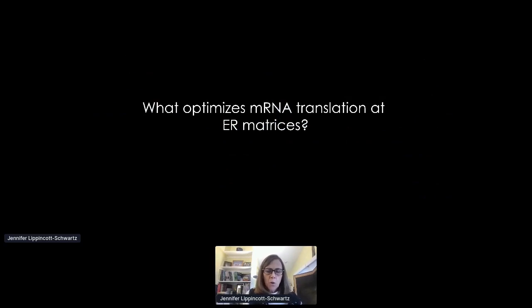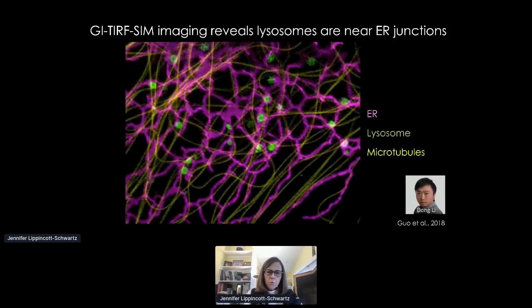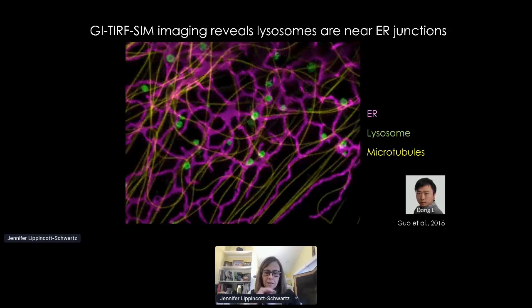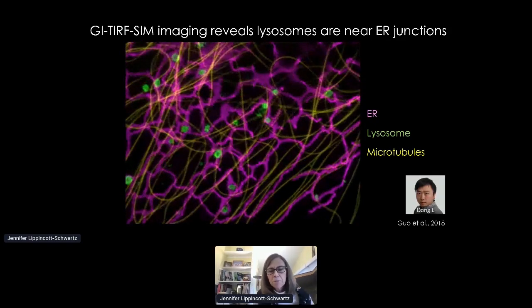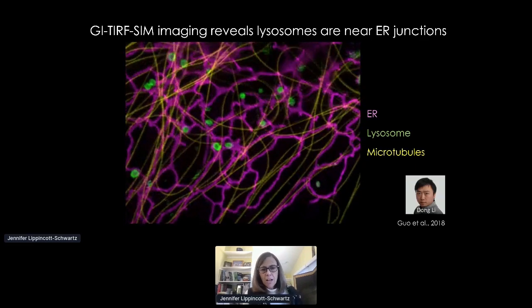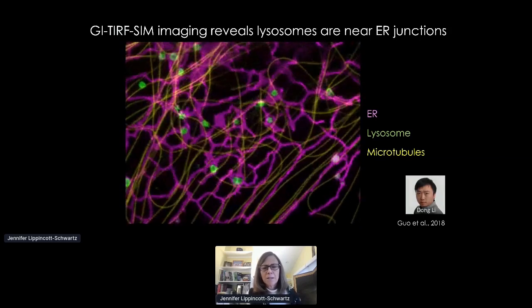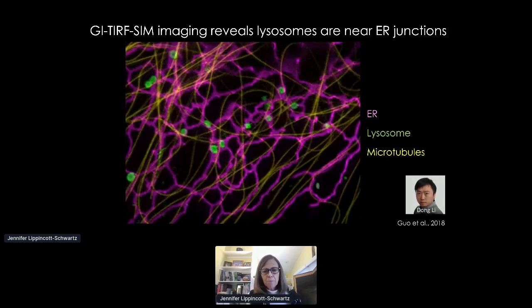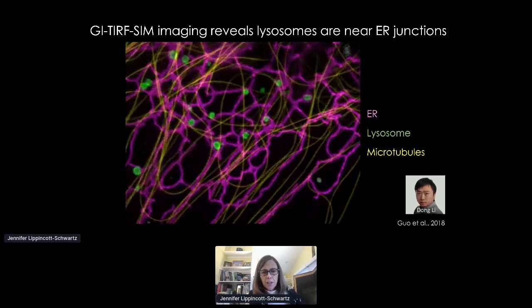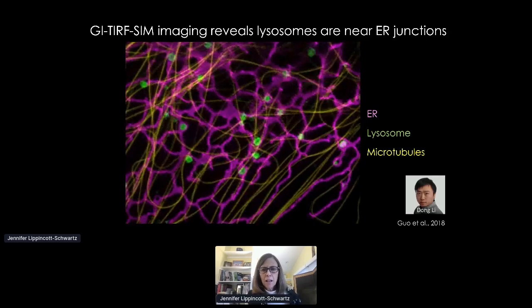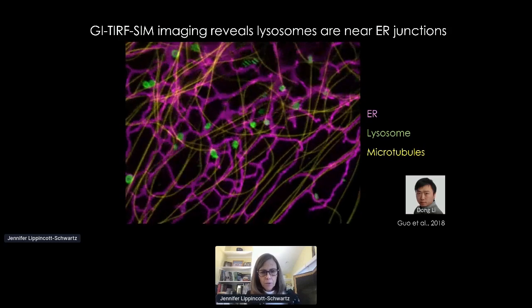So that then led to the question of, well, what's optimizing mRNA translation at ER matrices? Why would the ER want to translate its mRNA at these sites? And so for that, we started looking back at some of our time-lapse movies of the ER. And in this particular GI TurfSim image acquired by Dong Li, we immediately realized that lysosomes spend a lot of time at these three-way junctions.